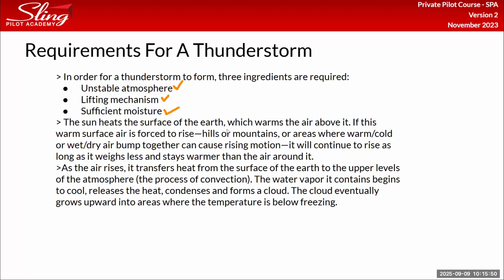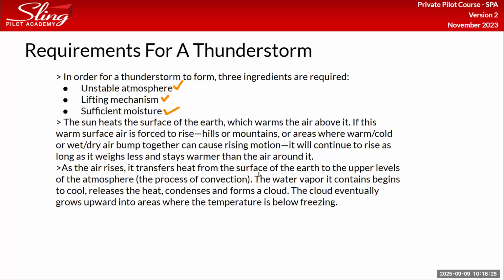If warm air is forced to rise up the side of a hill or a mountain, then that rising motion will continue as long as it weighs less than and stays warmer than the air around it. Because water vapor, water molecules are heavier than air molecules, right? So if you get too much moisture in the air, it will weigh more than the air around it. Also, the example gives you, as air rises, it transfers heat from the surface of the earth to upper.